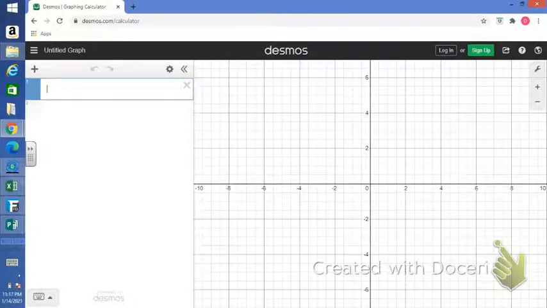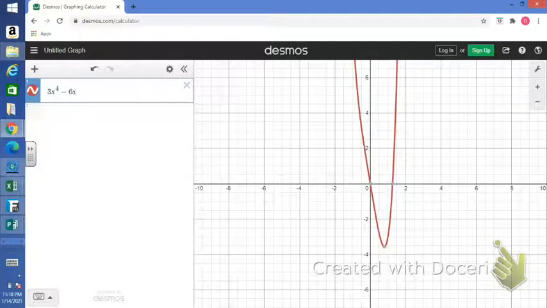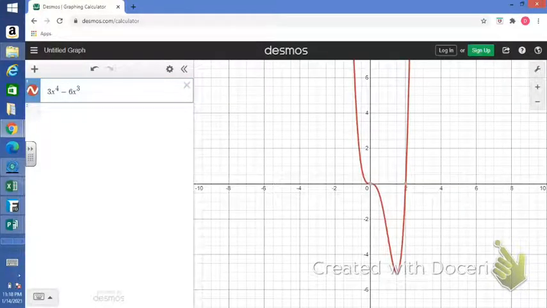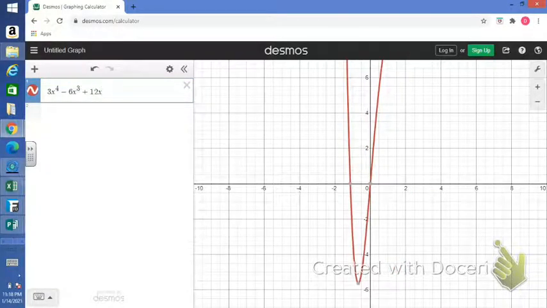Okay, so we go to desmos.com. Go ahead and hit enter, and then you'll see graphing calculator, a circle with graphing calculator in the middle of it. Hit that, and it takes you to this screen. So we're going to enter in the original equation. So 3x to the fourth minus 6x to the third plus 12x squared.